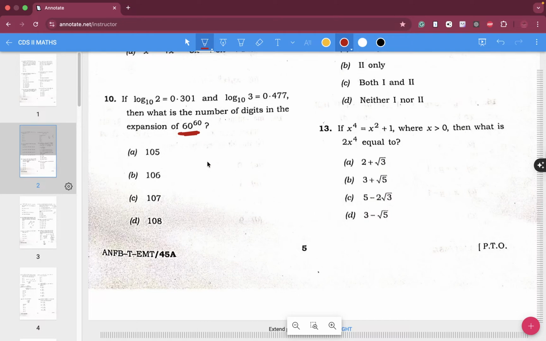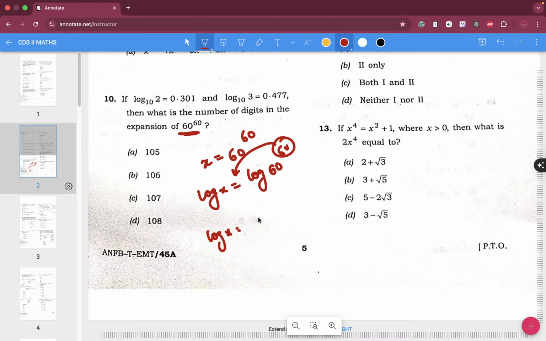So first, how many digits are there in 60 raised to the power 60? First of all, we assume x is equal to 60 raised to the power 60. This is our first assumption. Then we apply log on both hand sides, and you know the property of the log: if something is in power, it simply comes in front. So log x is equal to 60 into log 60.